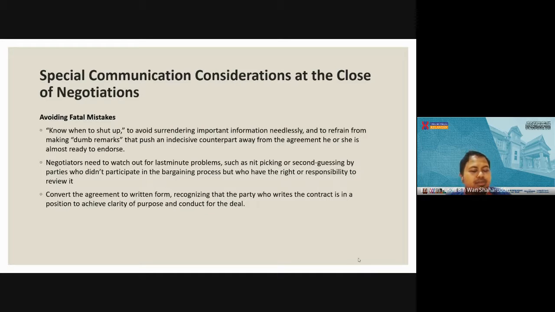Convert the agreement to written form, of course, recognizing that the party who writes the contract is in a position to achieve clarity of purpose and conduct for the deal. So whatever is negotiated verbally, if you have come to an agreement, convert everything into written form or into a contract.